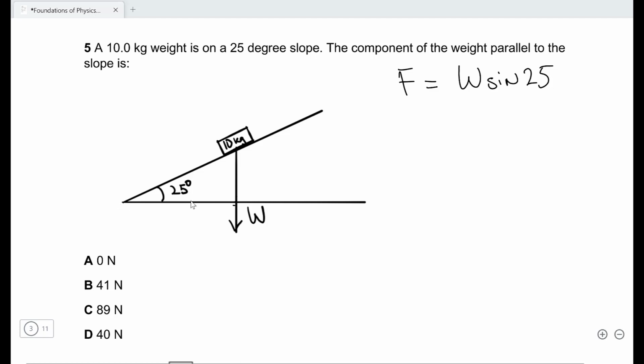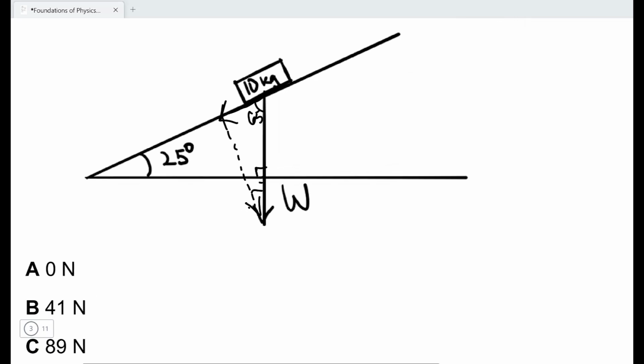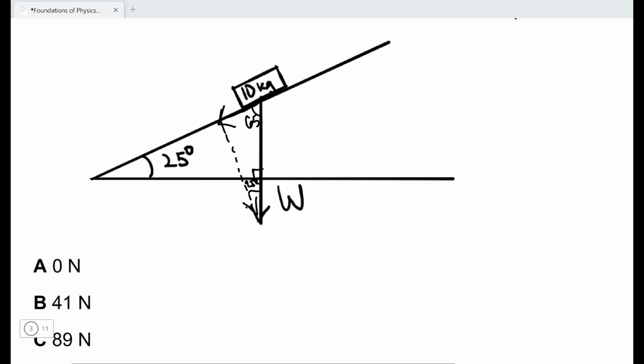If this angle here is 25 degrees, well, then let's think about the weight as a combination of two vectors. One is going to be along here, which is going to be the parallel component, and one is going to be the perpendicular component. So you can think of the weight as the sum of these two vectors. If this angle here is 25, well, this here is 90, which means that this here will be 90 minus 25, which is 65, which leaves 25 degrees for this angle right here. So this angle here, maybe I should write this a little bit bigger, is 25 degrees.